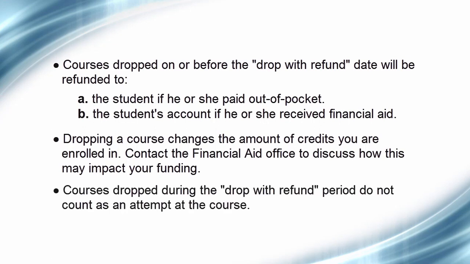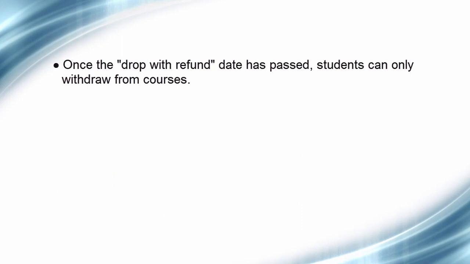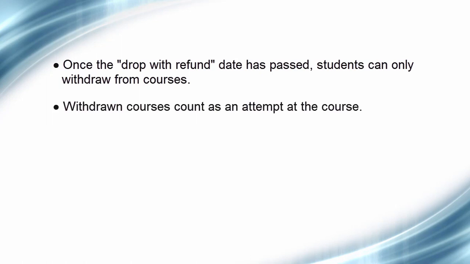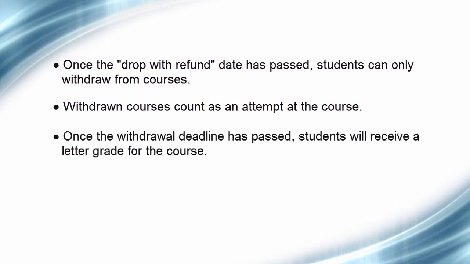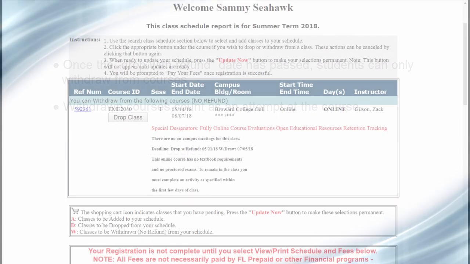Courses dropped during the drop with refund period will not count as an attempt at the course. Once the drop with refund date is passed, students can only withdraw from courses. Unlike drop courses, a withdrawn course does count as an attempt at the course. This is important for a number of reasons which we'll discuss in a moment. Each session also has a deadline for withdrawing from courses. Once that date is passed, students will receive a letter grade for the course.